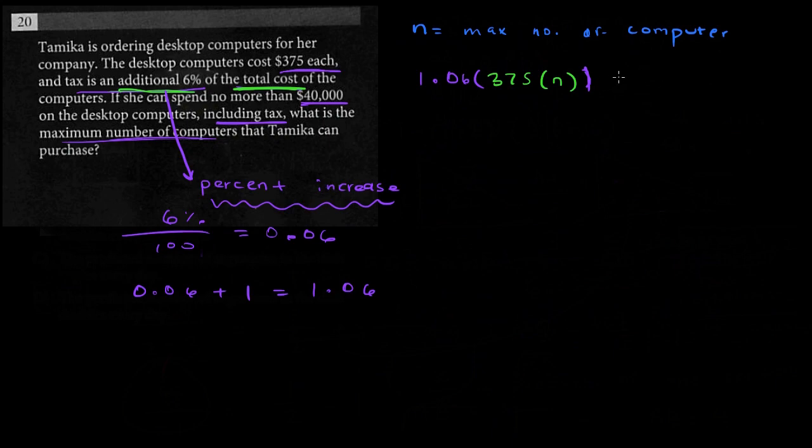And we know that this number has to be less than or equal to 40,000, because right here it says she can spend no more than 40,000. And so we've ended up with an inequality. If I rewrite this, 1.06 times 375 times n is less than or equal to 40,000.